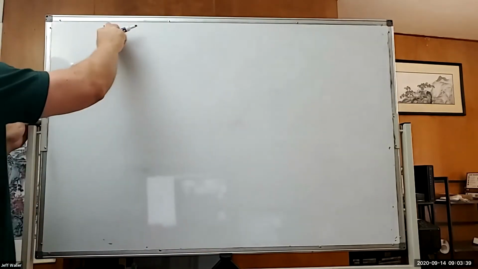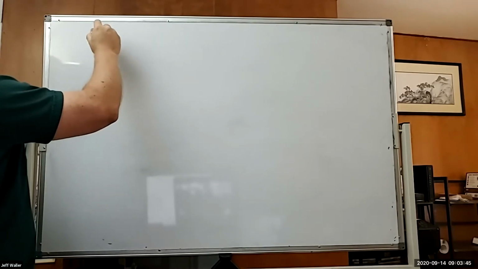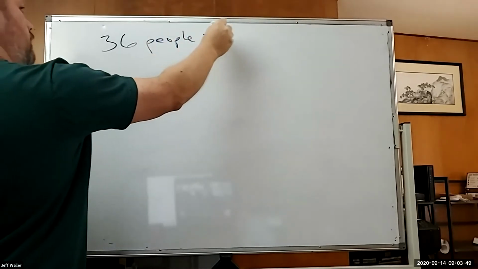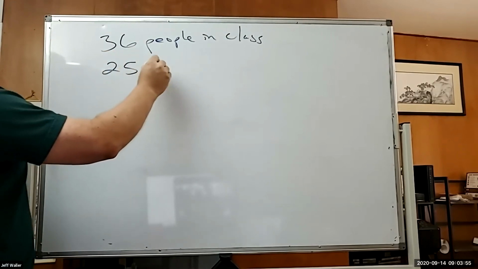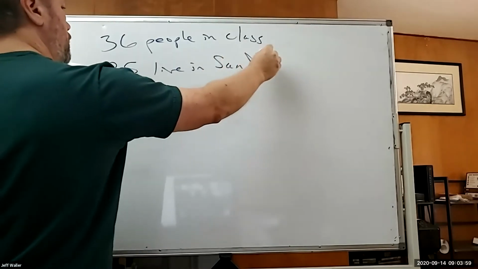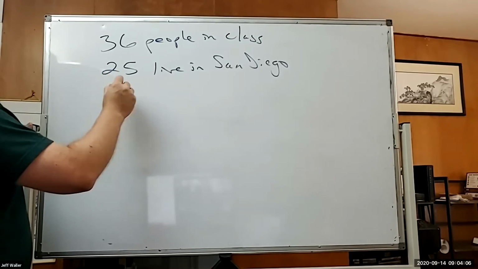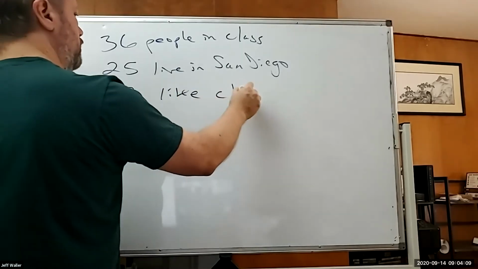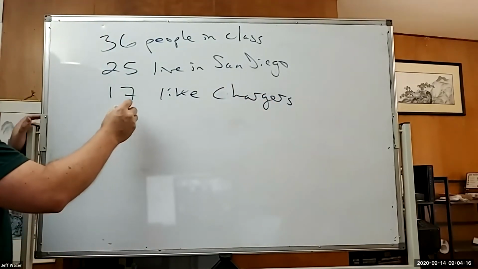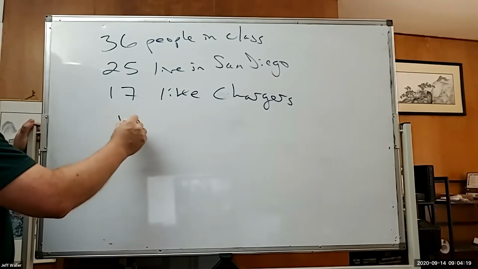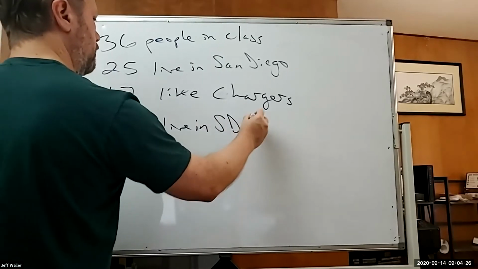All right, so let's say there's 36 people in class. Let's say that 25 of them live in San Diego. And let's say that 17 like the Chargers, still after they moved away. And let's say that 12 live in San Diego and like the Chargers.